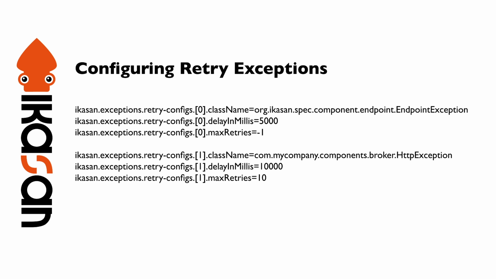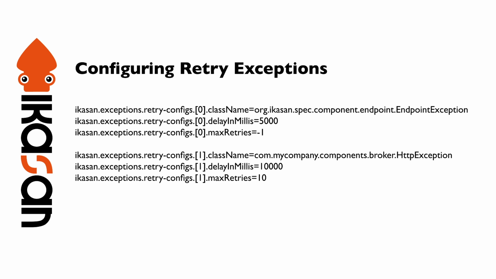For the first one, I basically said the endpoint exception should retry every 5,000 milliseconds or 5 seconds. And because I've configured the max retries to be -1, that will retry indefinitely. So when it retries, it puts the Ikasan flow into a recovering state, and periodically the recovery manager associated with that flow retries based on the interval that I've defined there.